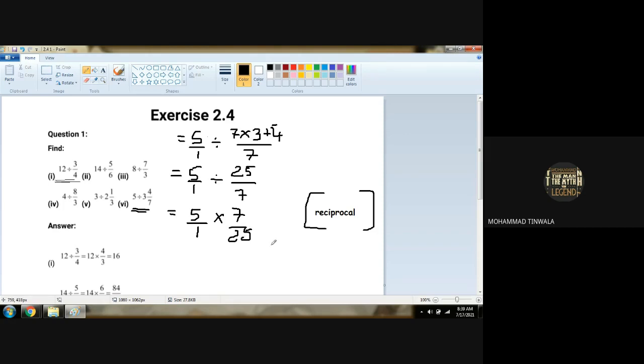Is that clear? 5 ones are 5, 5 fives are 25. So 7 ones are 7. Wait. 7 ones are 7 and 5 ones are 5. Now 7 upon 5. Out of a 5 marks test, will you ever get 7 marks? No, sir. It won't come, right? So what do we have to do here?